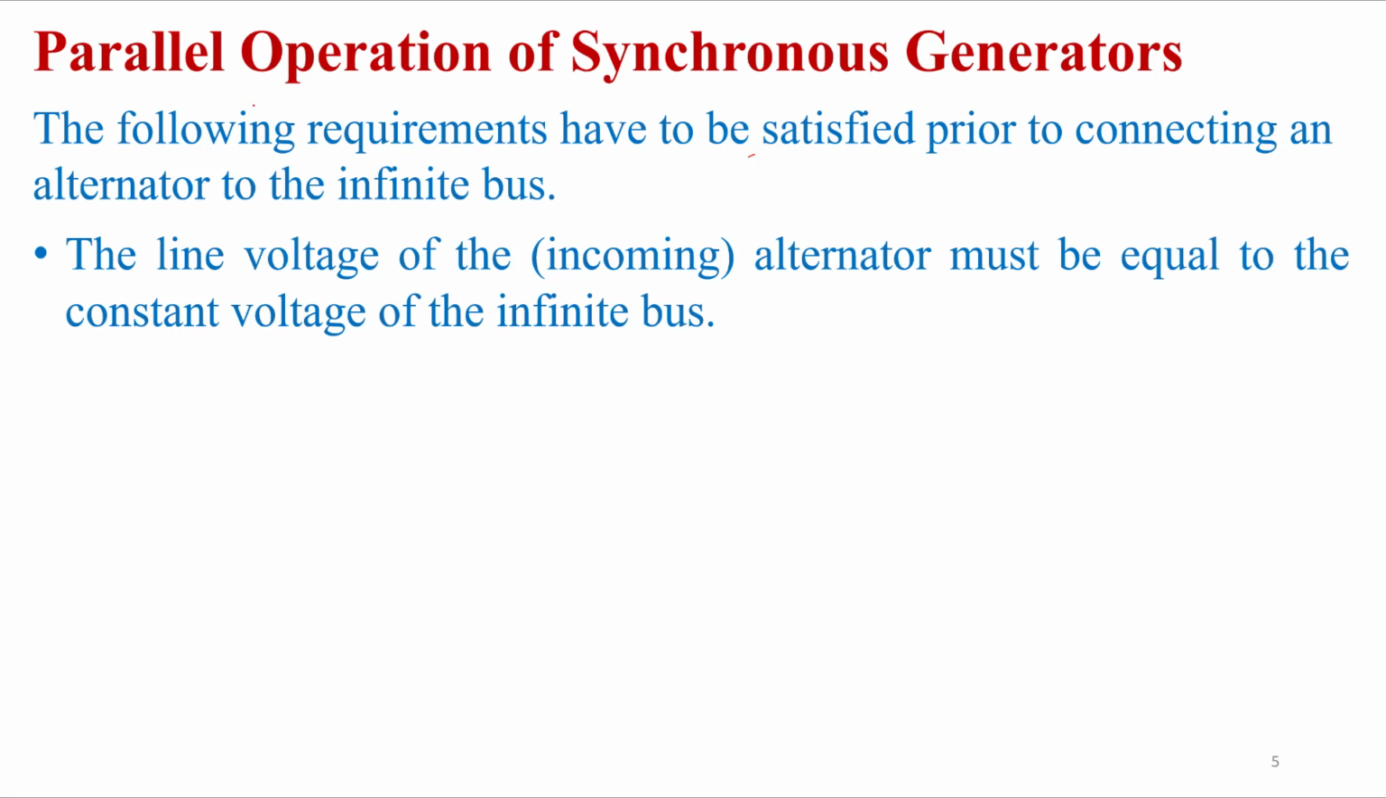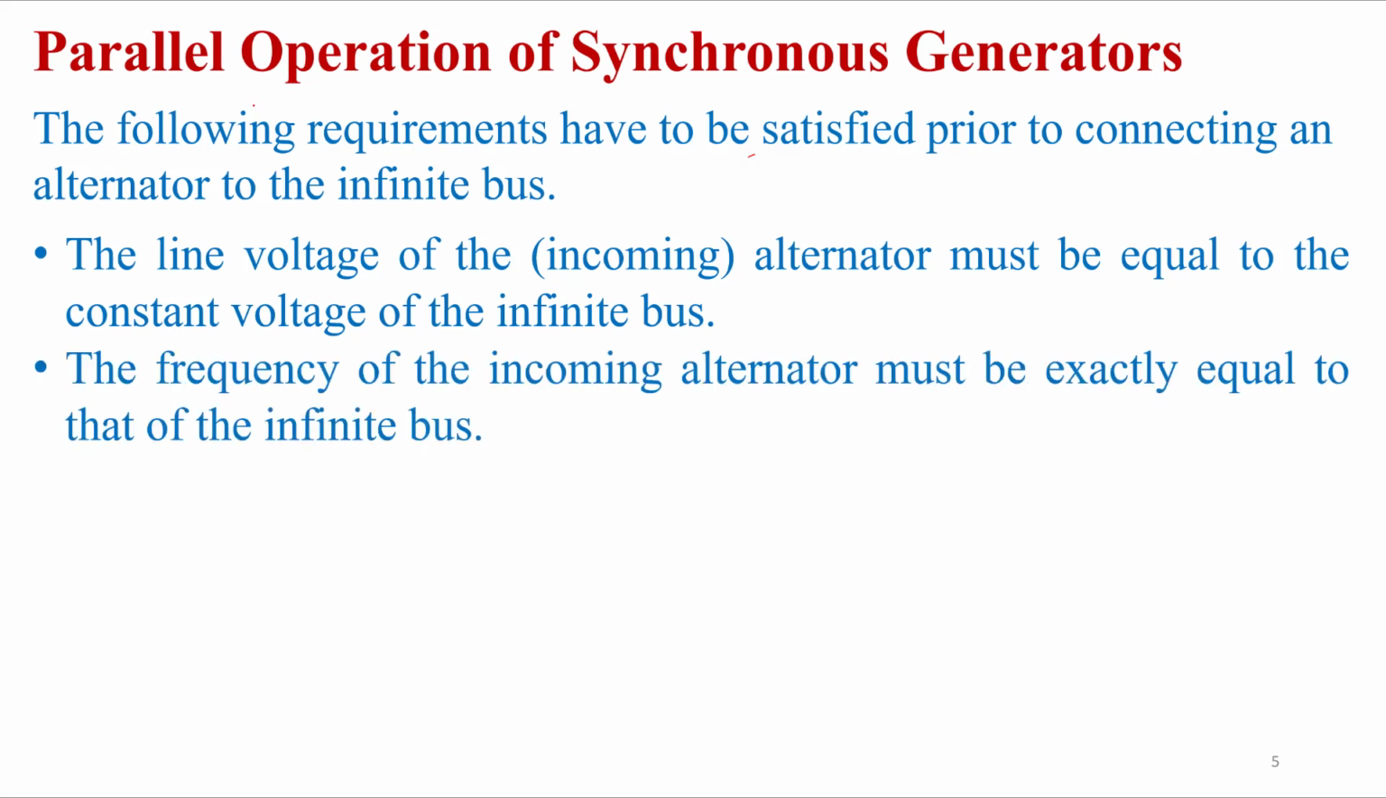So before connecting a generator to the grid or to the infinite bus, it must be ensured that the voltage magnitude of the generator is equal to that at the point of connection or the point of coupling where we want to connect, right? Next, the frequency of the incoming alternator must be exactly equal to that of the infinite bus. Whatever frequency the infinite bus has, like a 60 Hertz grid, we cannot connect a 50 Hertz generator. It is not possible. So we need to match the frequency of the infinite bus with the generator's supply frequency.